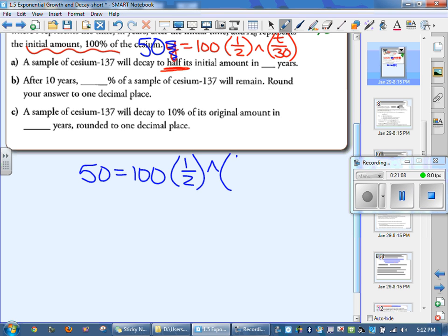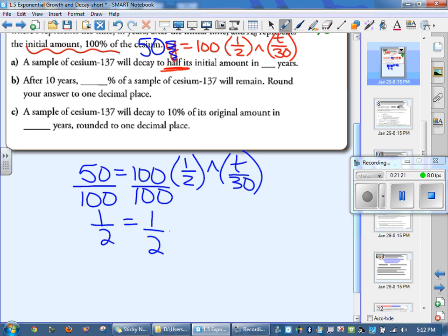Okay, if we divide by 100 on both sides, I end up with 1/2 equaling (1/2) exponent T over 30. And yes, your fractions should be in brackets. Now I've got the same base again, 1/2 and 1/2. I can drop my bases, but what's the hiding exponent on the base on the left? Don't forget, it's a hiding 1. So I can drop my bases now, and I've got 1 equals T over 30.